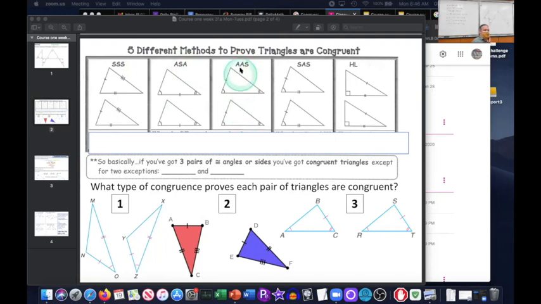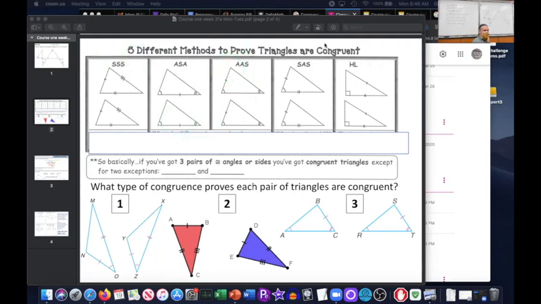Okay. The third one, angle, angle, side. And that just means you measure 2 angles and a side that's not in between. That's the difference between these 2. You're measuring 2 angles, but with AAS, angle, angle, side, the side is not in between. Whereas with angle, side, angle, the side is in between. That's the difference.